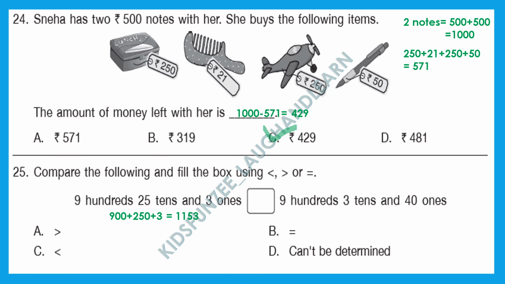Question 25. Compare the following and fill the box using less than, greater than or equal to sign. Let's see. 9 hundreds, 25 tens and 3 ones. Let's convert it. 900 plus 250, because 25 tens is 250, plus 3 is equal to 1153. The other one is 9 hundreds, 3 tens and 4 ones, which is equal to 900 plus 30 plus 4, equal to 934. So 1153 is greater than 934. What we are going to use is option A.